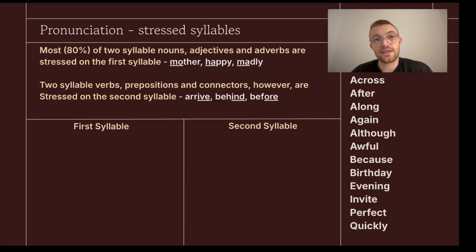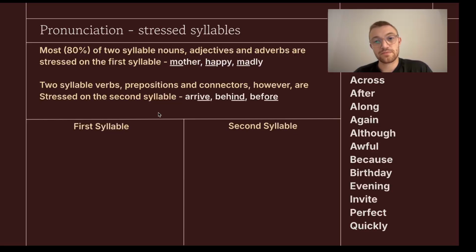You should hear that the second syllable there, mother, is just an unstressed syllable, but the stressed syllable is on the mother. Happy, madly, right? It's not madly or happy or mother, right? It's on the first syllable. However, in two-syllable verbs, prepositions, and connectors, it's usually stressed on the second syllable. So we've got arrive, behind, before, right? Arrive, behind, before.